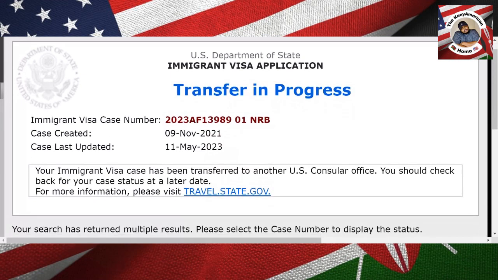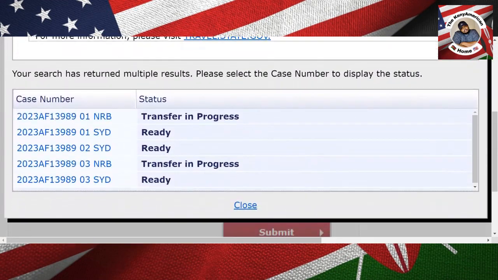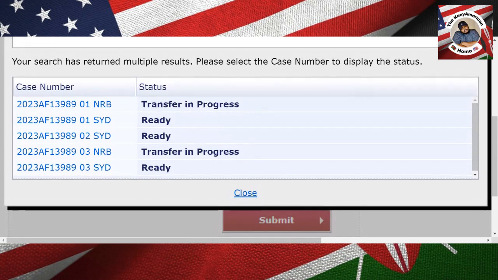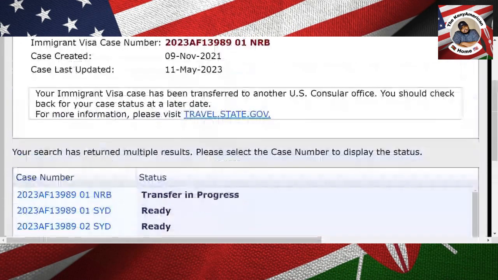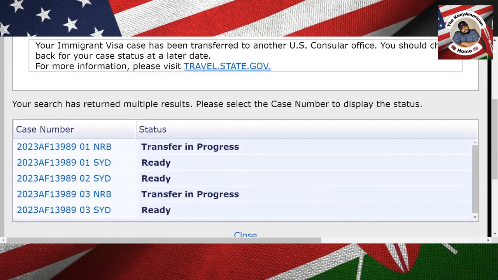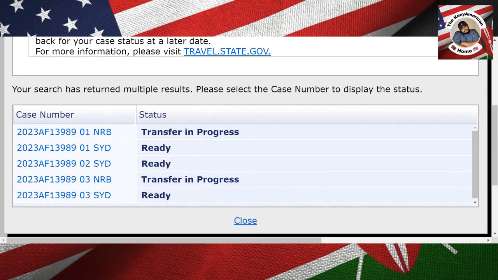So this is Nairobi, Kenya, and this Nairobi, Kenya case has been transferred to Sydney. SYD is Sydney. So this is a Kenyan, and we're just making assumptions. So this is NRB. This is an Africa case, AF, because it has the AF acronym in it. And NRB was where the case originated.